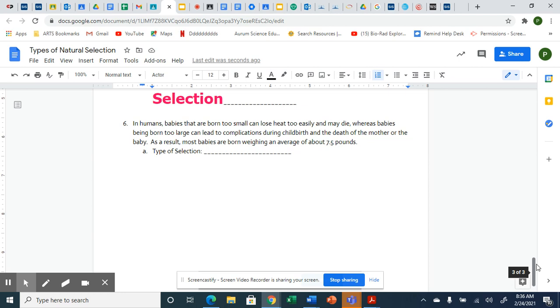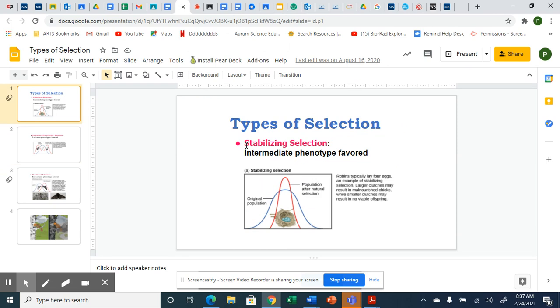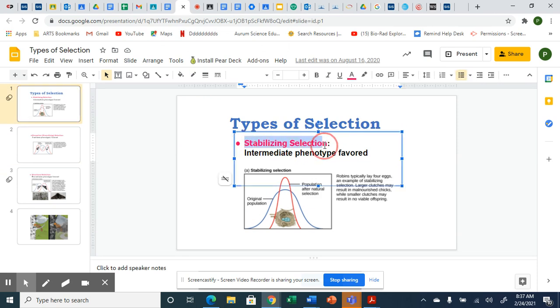So, in humans, babies born too small can lose heat too easily and may die, whereas babies being born too large can lead to complications, and the death of the mother or the baby. As a result, most babies are born weighing an average of about 7.5 pounds. And so that brings us to our little birdies. This is a stabilizing selection.